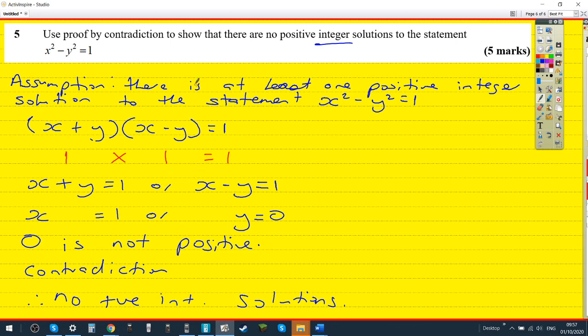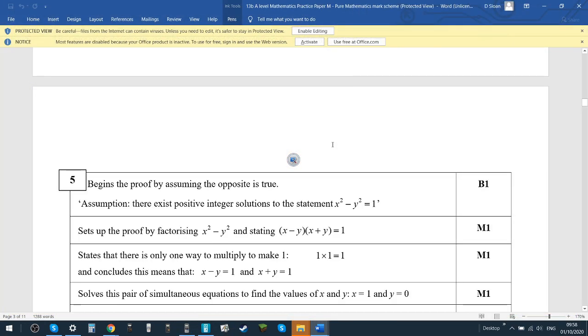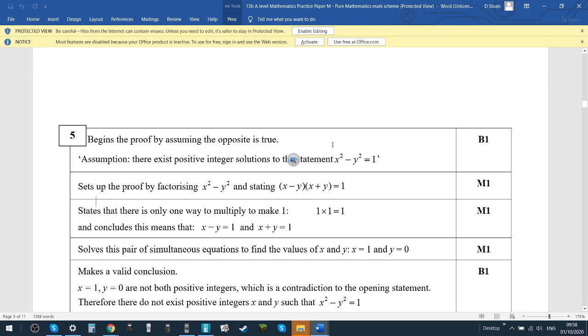Let's see. Okay, so this is good. Factorizing is good. They're really scraping the barrel with these proof ones. 1 is the same as 1 times 1. Something times something gives you 1, and the only possibility is 1 and 1. And so either x plus y is 1 or x minus y is 1. Those two are so simple that I didn't notice that they were simultaneous equations. Solve them and you get a contradiction that one of the answers is 0. That's not positive. Any questions there? No. Okay. It makes a valid conclusion. Yeah.